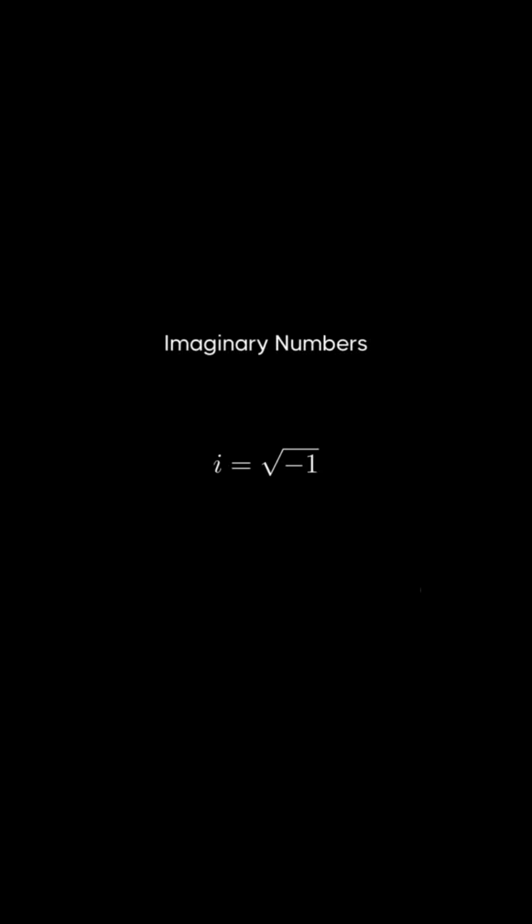To overcome this limitation, mathematicians took a bold step. They invented a new number called i, defined as the square root of negative 1. This wasn't just a notation trick. It was an expansion of our entire number system. By definition, when we square i, we get negative 1. This is what makes i different from any real number. It's the only number that, when squared, gives us negative 1. It exists outside our real number line.